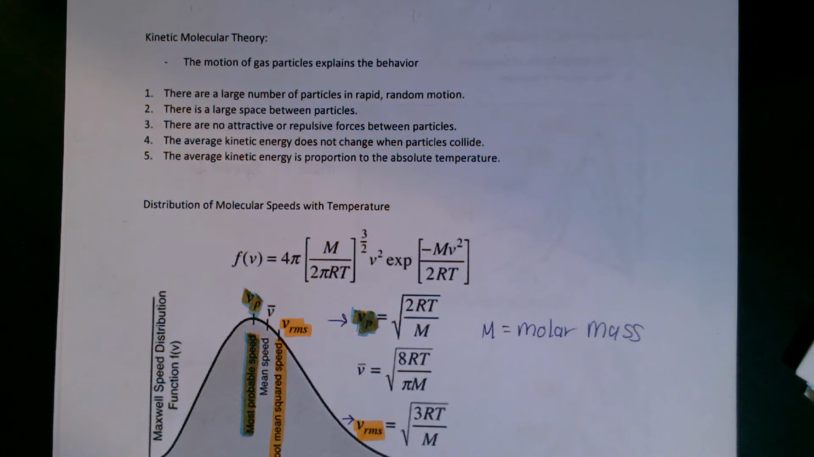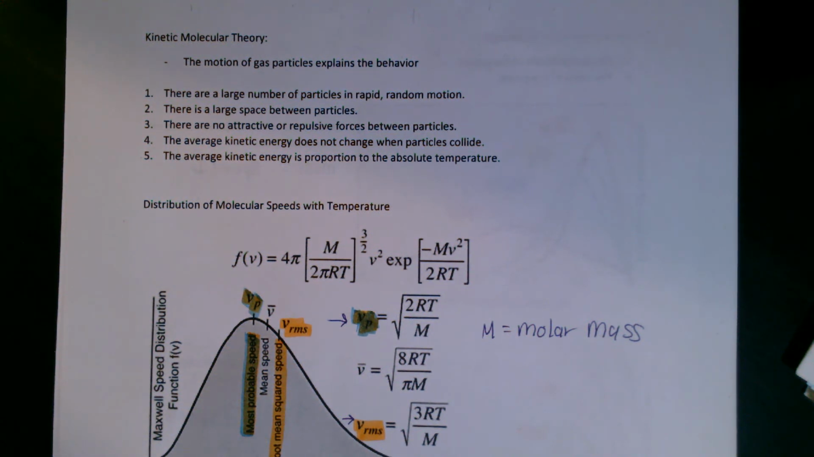Okay, so number one, there are a large number of particles moving around in rapid random motion. So there's no current in a gas, essentially. All the gas particles are moving in random directions. You don't have gas particles moving together in one direction. It's all completely random.